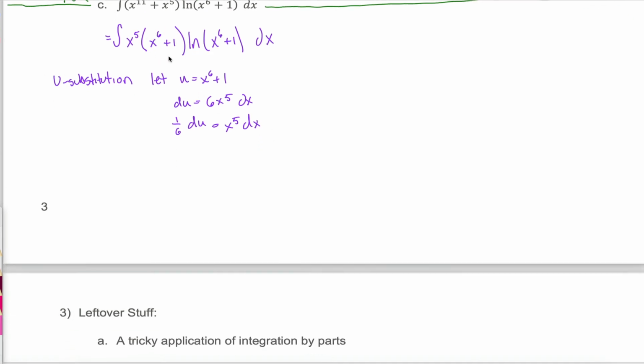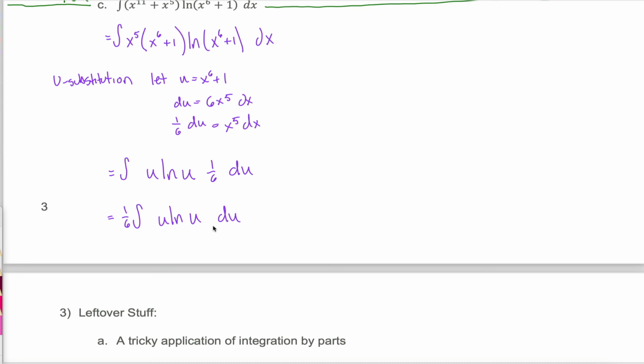This whole thing will turn into a u, this will turn into a u, and this will turn into 1/6 du. What I'm saying is, with this clever u substitution, we can rewrite this problem as the integral of u times the natural log of u, and then we can replace the x to the 5th dx with 1/6 du. This 1/6 is just a constant, so I can pull it out in front and get 1/6 times the antiderivative of u natural log of u, du.